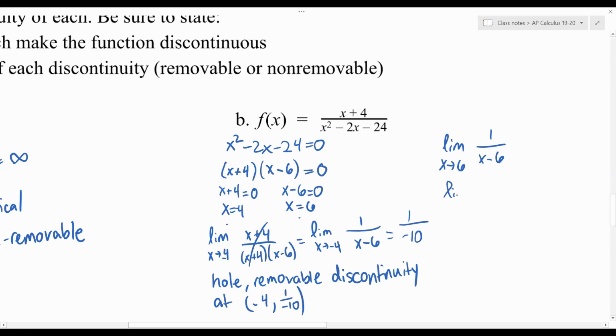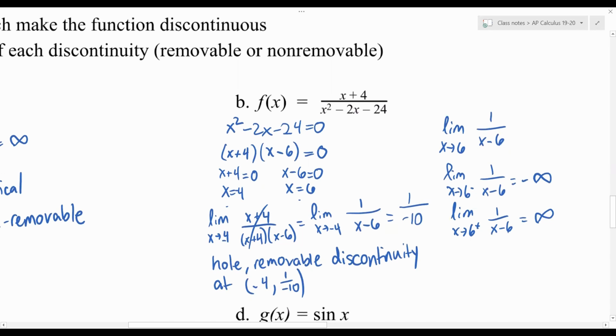And if I'm going from the left, plugging in a number less than 6, I think 5, that's going to give me a negative number in our denominator, so that'll be negative infinity. And the limit as x approaches 6 from the right, well, that will be a number a little bit bigger than 6, I think 7, so we'll get a positive number in our denominator. So we're going to have positive infinity. So here the limits from the left and the right don't exist, but also because we get infinity, that tells us we have an asymptote.